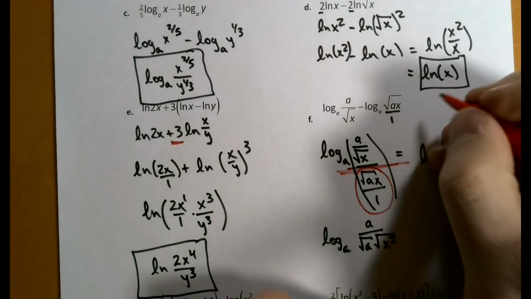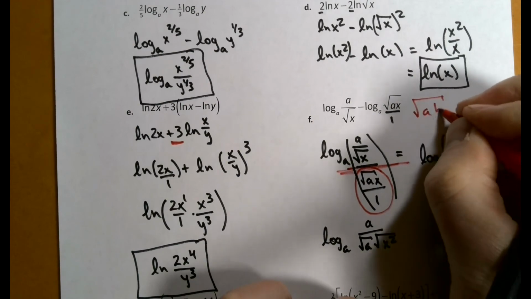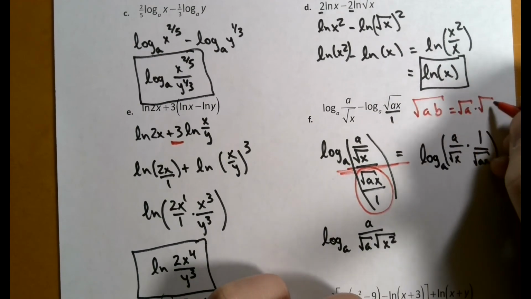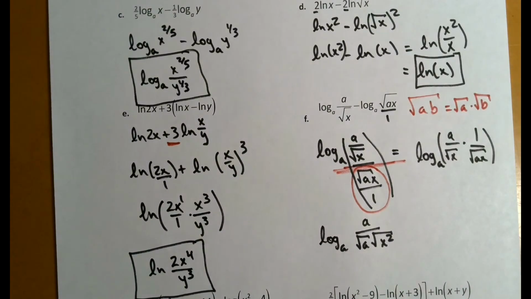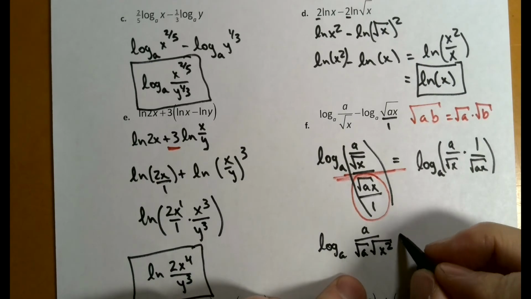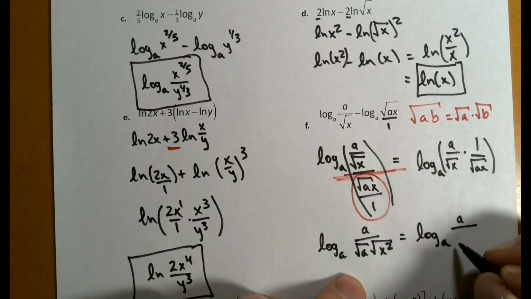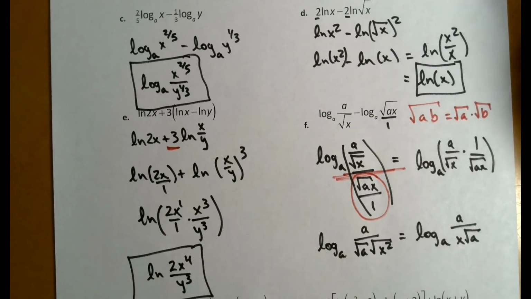What I'm applying there is the property that says the square root of a times b is equal to the square root of a times the square root of b, provided they're not both negative, or one of them is negative and positive. So from here, we could rewrite this as log base a of a over the square root, well, we'll put the x out front, times the square root of a.